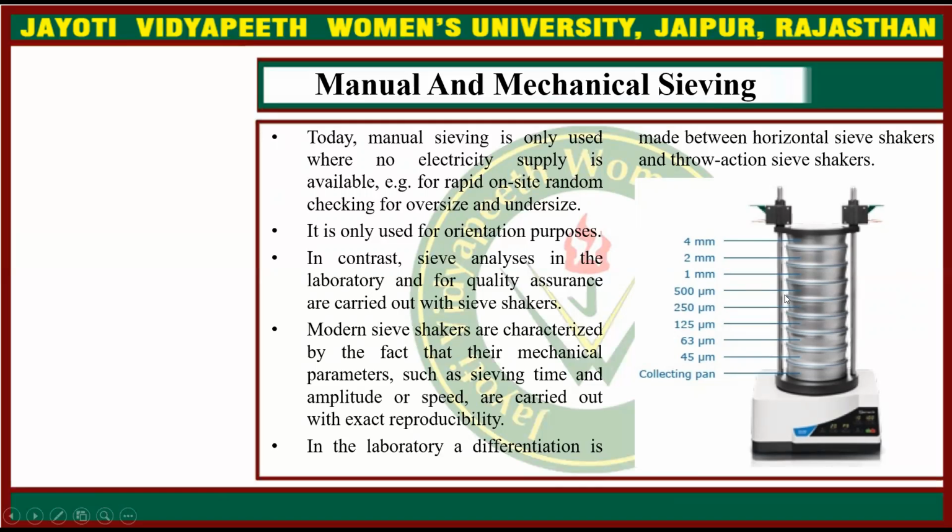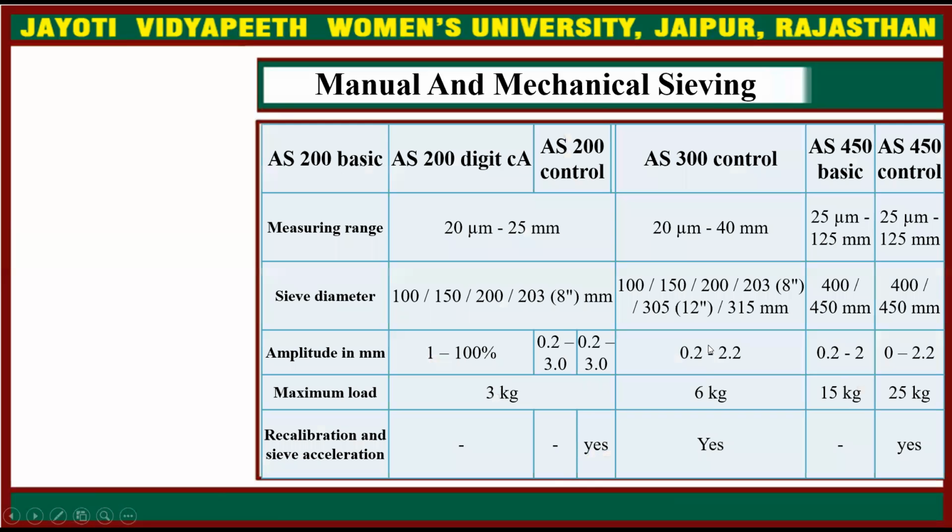This is the image of a sieve shaker, which is an electrical sieve shaker. Below there is a collecting pan, and above there is a 4 mm sieve aperture or pore size, and 2 mm, then 1 mm, 500 micrometer. Above there is a large size aperture of the sieve, and below there are fine apertures. Then manual and mechanical sieving. This is the range and the basic codes for the sieves.